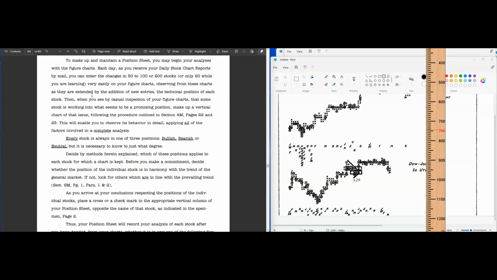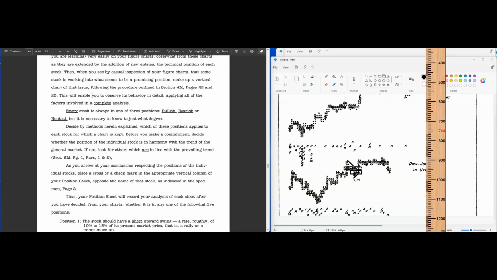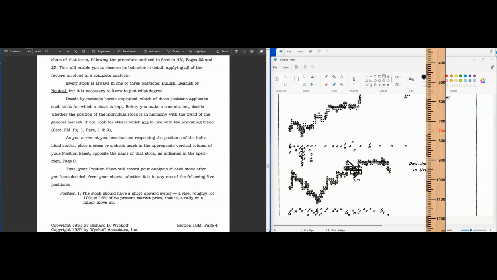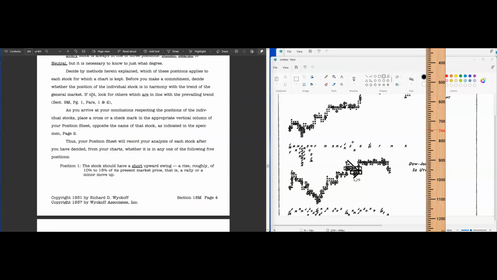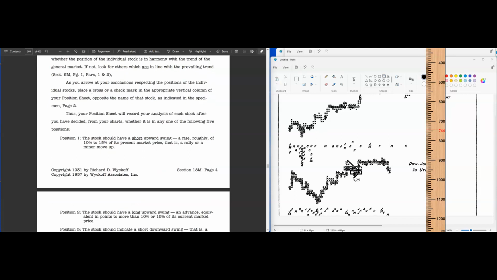Following the procedure outlined for M, page 22 and 23, we will be able to observe the behavior in detail. Okay, every stock is in one of three positions: bullish, bearish, or neutral. All right. So we're going to be doing that. And then place the check mark in your position sheet. All right.